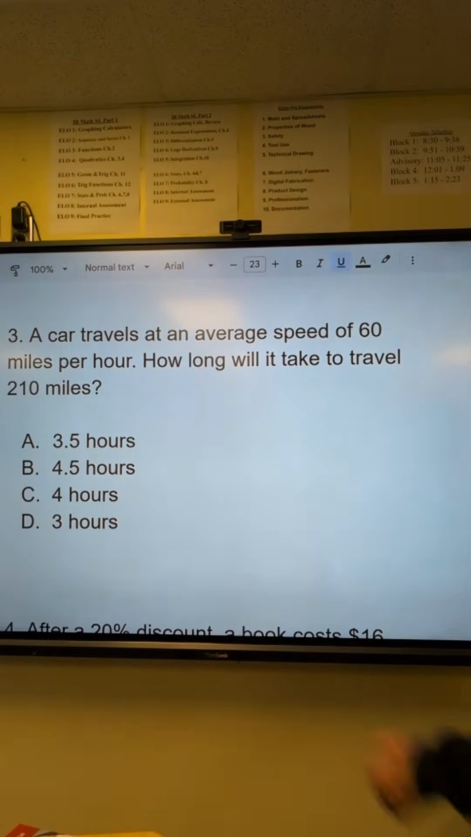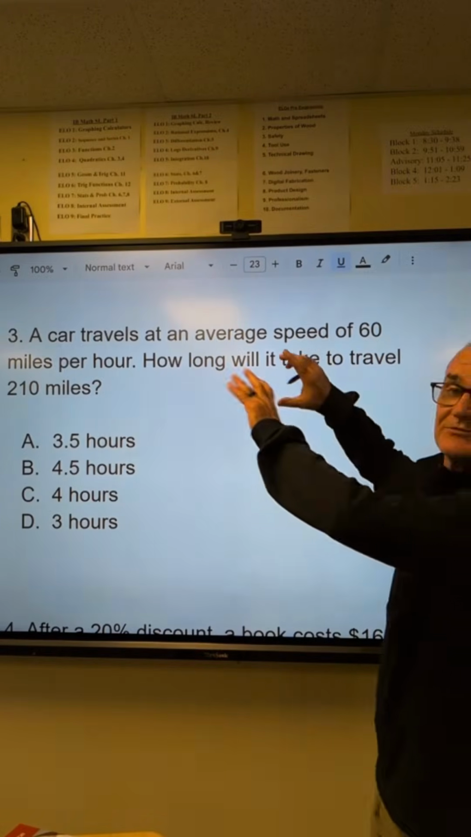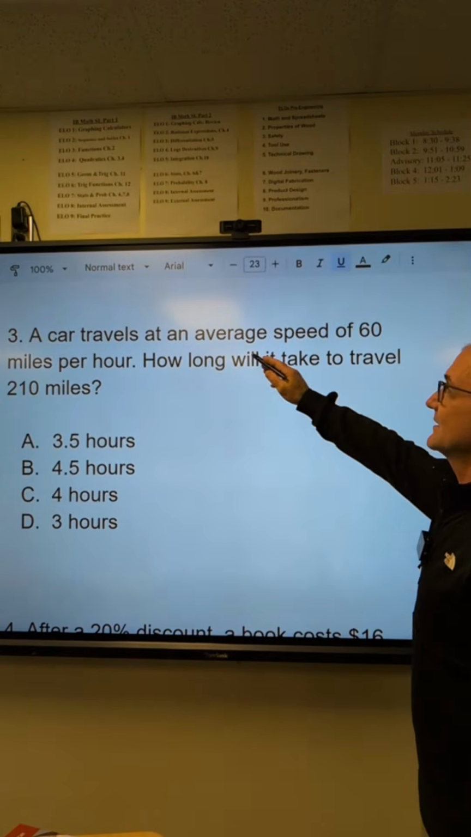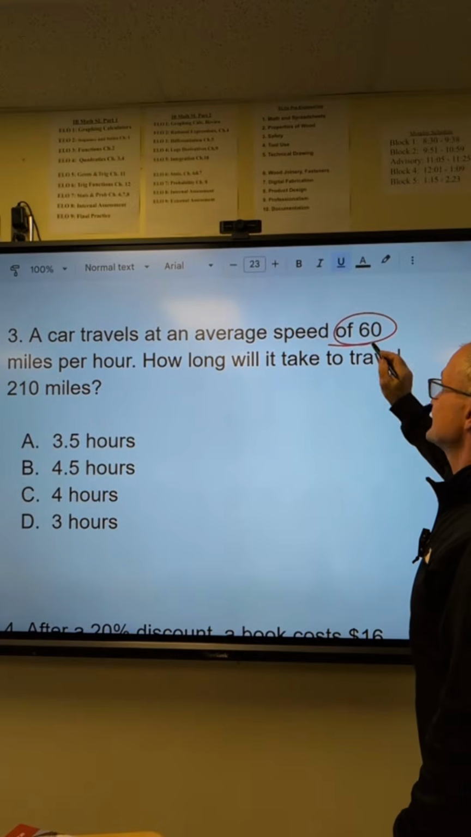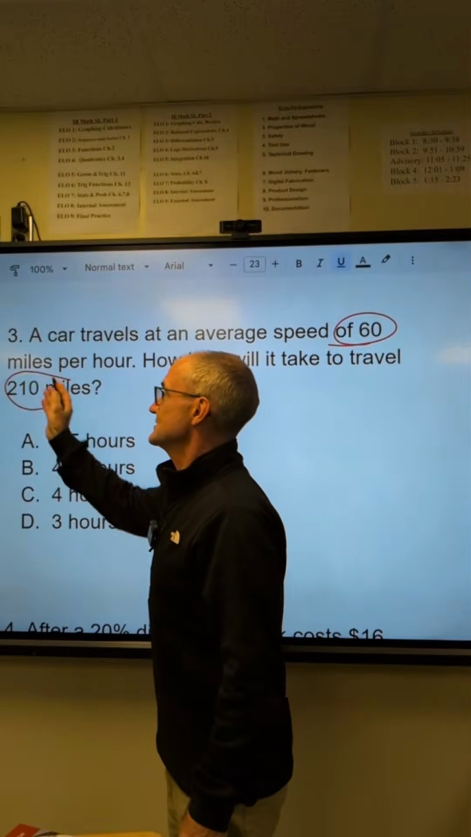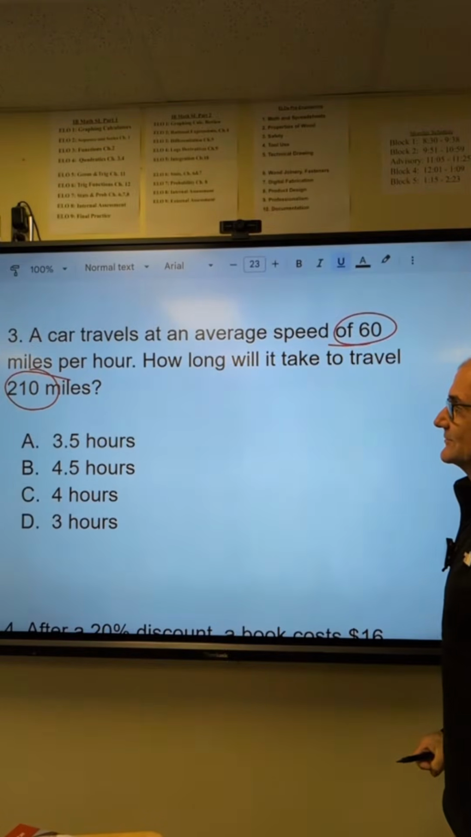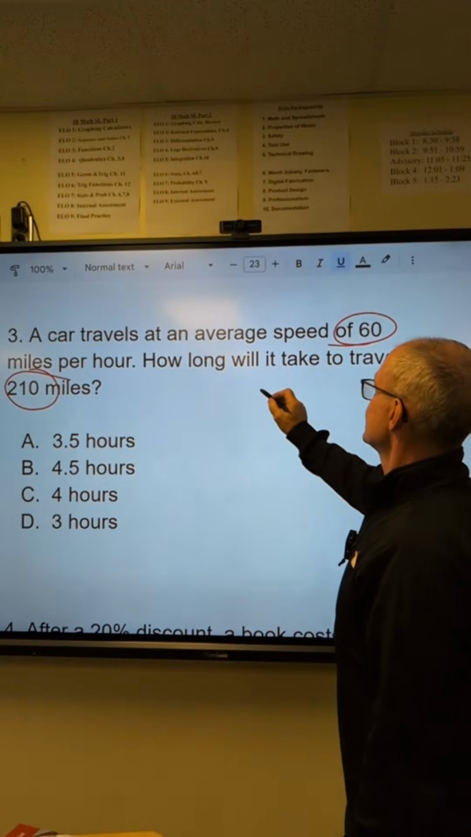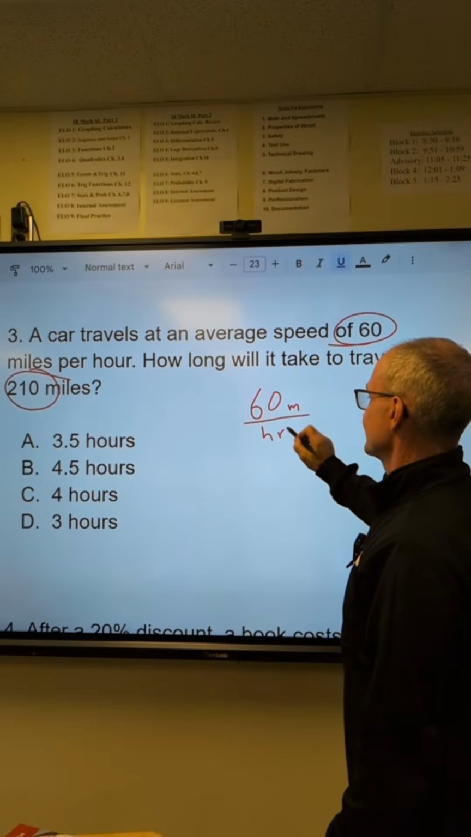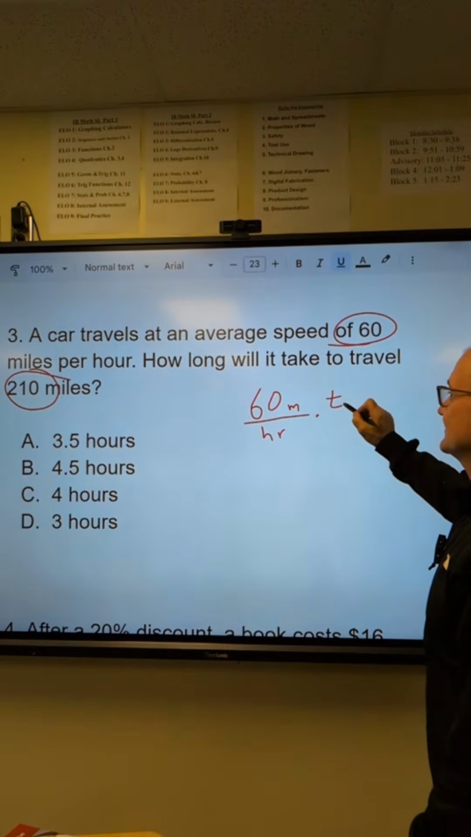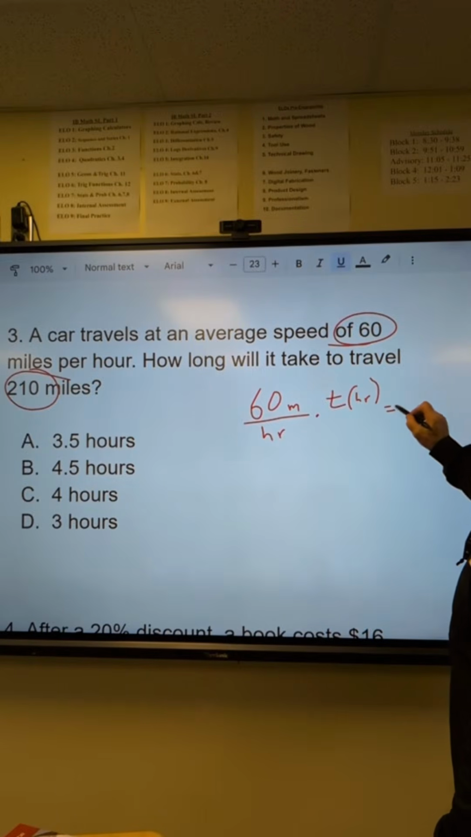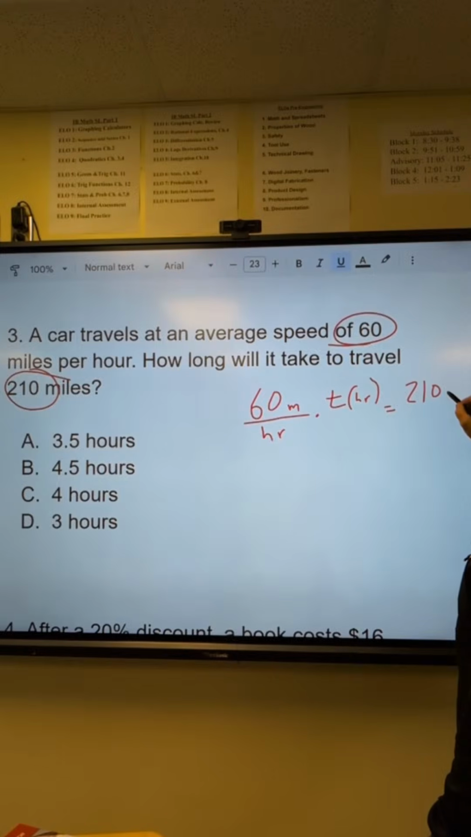So this is a rate problem. Again, the key here is we're converting these sentences into pictures somehow, marking up the keywords. A car travels at an average speed of 60 miles per hour. How long will it take to travel 210 miles? So I'm saying 60 miles per hour times time, which is going to be in hours, is going to equal my distance of 210 miles.